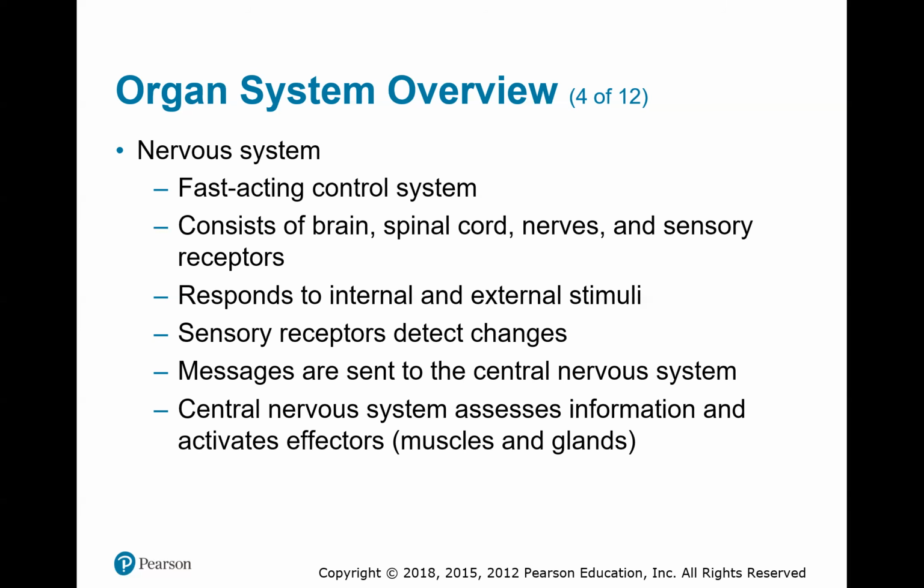Now, the sensory receptors detect changes. So again, this is the one that will detect change in pressure, in heat, in pain, and they send those messages to what is known as the central nervous system, or we will call it the CNS. The CNS consists of the brain and spinal cord. So again, you have these sensory receptors picking up information. They send it to the brain and spinal cord and say, okay, what do we do with this? And then from there, they have to assess the information and basically provide feedback of, okay, what do we do next? And that activates what are known as effectors. And effectors are going to be muscles and glands.